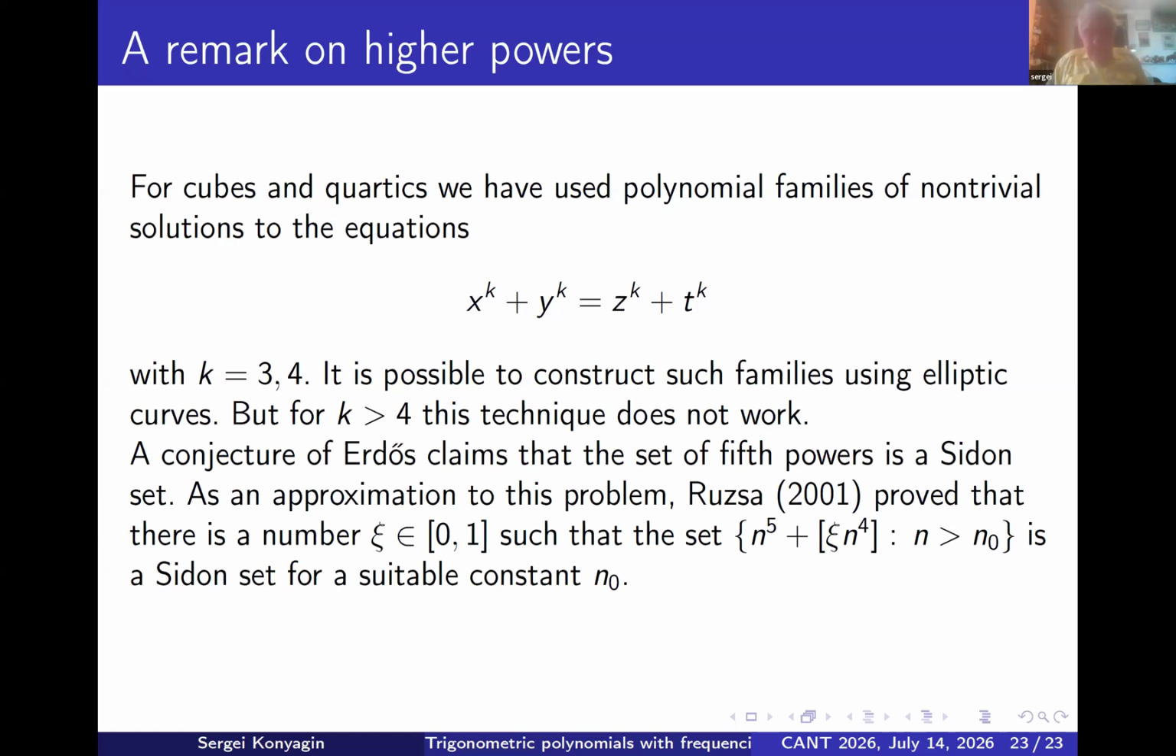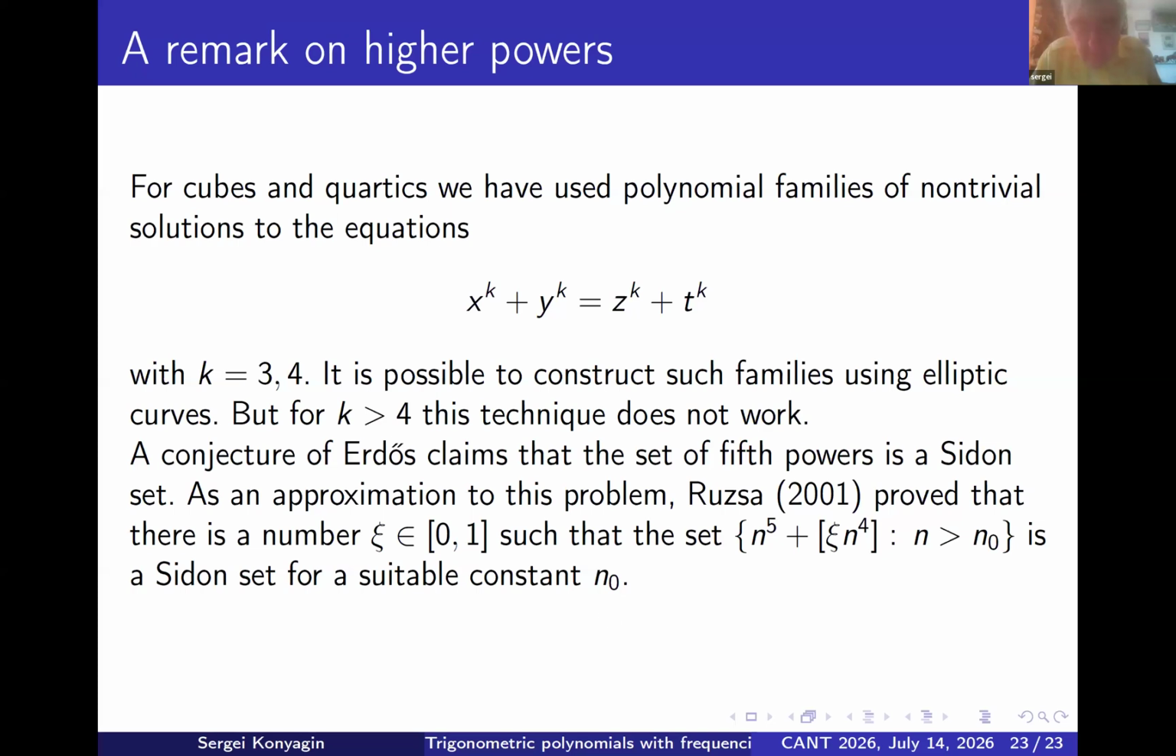Erdős conjectured that the set of fifth powers is a Sidon set. Actually, there is a similar conjecture for higher powers, if k is greater than 5. It's an approximation to the problem.